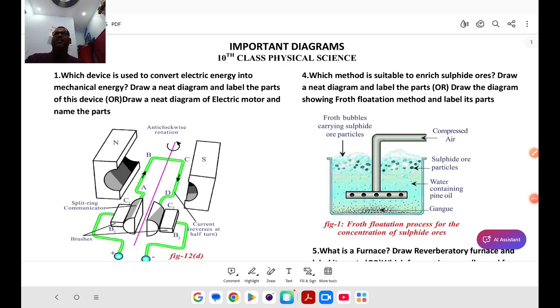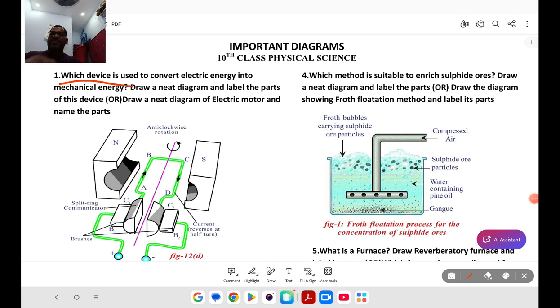Good morning, friends. These are the most important 10th class physical science diagrams, which are very important for your board exam. These are all previous year questions which were given in your 10th class board exam. Look at here how the question will be asked.